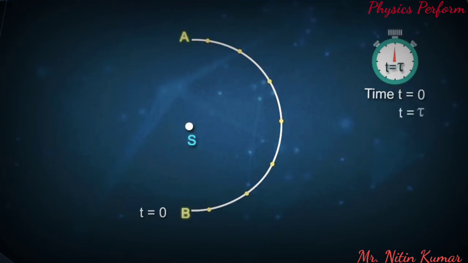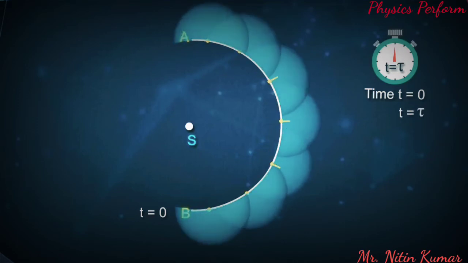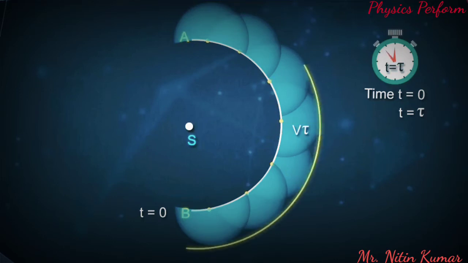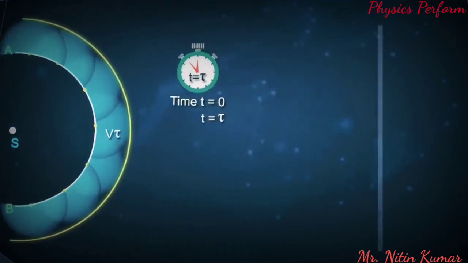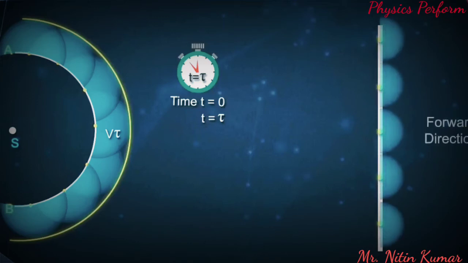When time t equals tau, the radius of the secondary wavelets will be equal to v into tau, and this will be the new position of the wave. In a similar manner, we can determine the shape of the wavefront of a plane wave going through a medium in forward direction.